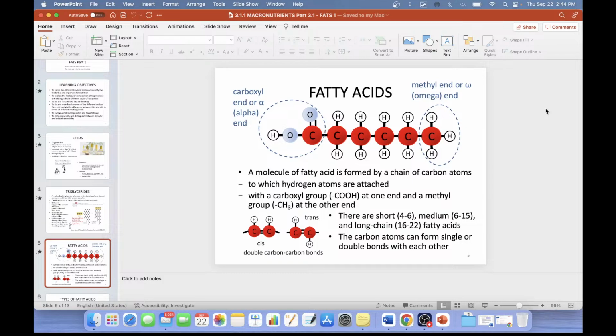Typically, always, the number of carbons in the carbon chain is an even number. So if the carbons are from 4 to 6, we have a short chain fatty acid. If it is between 6 and 14, that is a medium chain fatty acid, and if it is more than 14, up to 22, it's a long chain fatty acid.